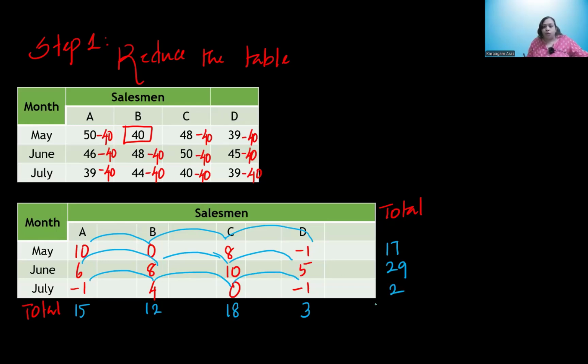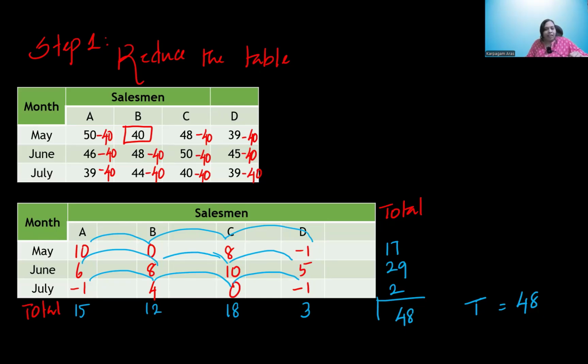We have finished the row total and the column total. Now let's do a grand total. 17 plus 29, 46. 46 plus 2, 48. The column total is 48. Let's do the row total also. 15 plus 12, 27. 27 plus 18, 45. 45 plus 3, 48. So the grand total stands at 48. So the sum of all observations, T, equals 48 in the data set.